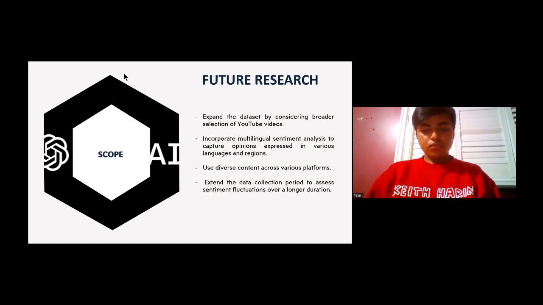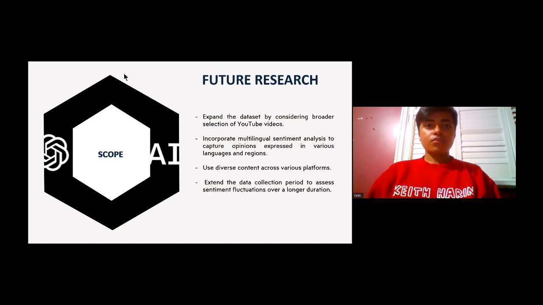And the last but not the least is to extend the data collection period to assess sentiment fluctuations over a longer duration. The secondary data that we collected was majorly for the last 5 years, but the video was very recently uploaded, and hence the sentiment fluctuations were not for a very long duration. So future research could try to incorporate that.